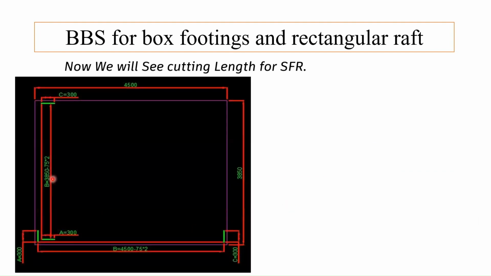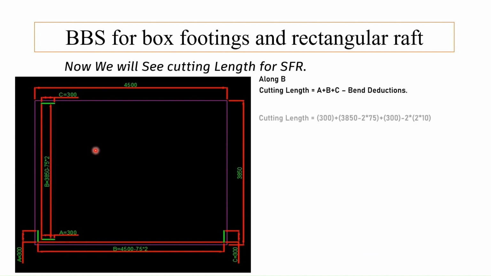So this is our plan details of our SFR. So as we can see, we have two SFRs, one in this direction and other in this direction. So we have again divided this into segments. First, this one is A, this green line is A, which is equal to 300. This red line is B, which is equal to 3850 minus 75 into 2, and again this C is equal to 300.